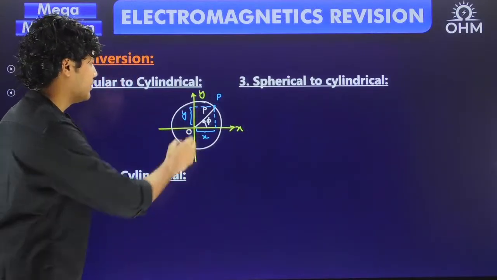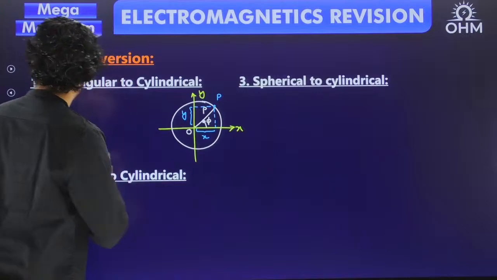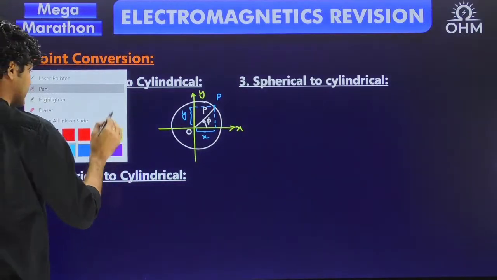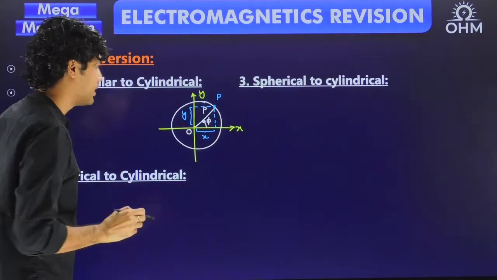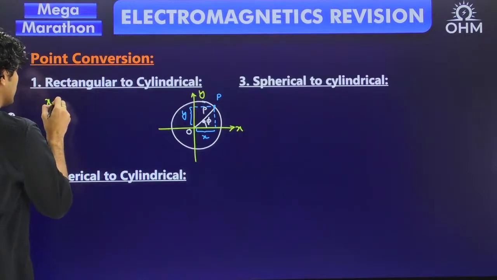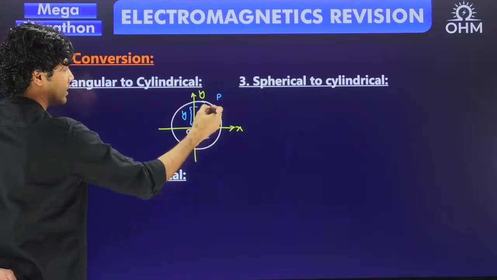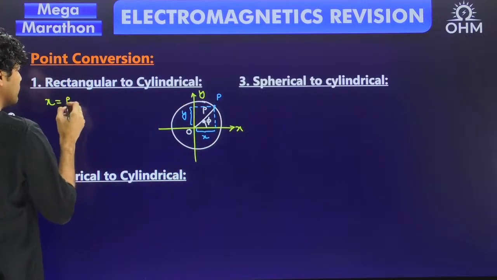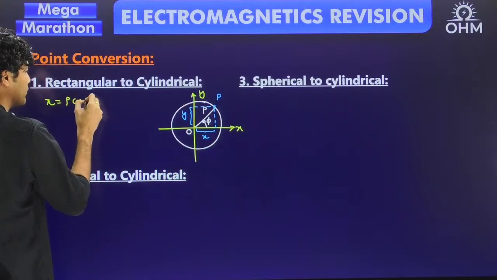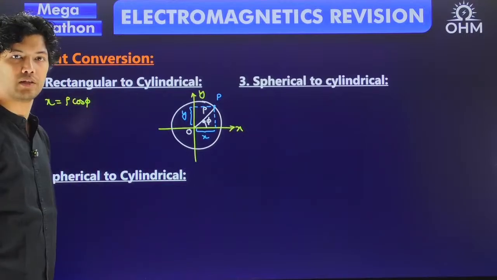Now you can clearly see that there is a right angle triangle here, and from that right angle triangle, the first set of point conversion is complete. That is nothing but x is adjacent to phi, and hypotenuse for this right angle triangle is nothing but rho. So x is equal to rho times cos phi, because x is nothing but adjacent distance.